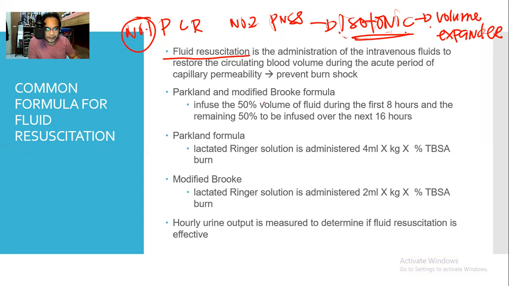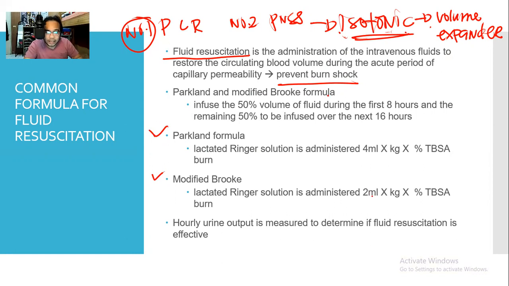Okay? Ayan. So, fluid resuscitation, administration of the intravenous fluids to restore circulating blood volume during the acute period of your capillary permeability kasi magkakaroon tayo yung leaky capillaries. No, this is now to prevent burn shock. Okay, burn shock. Okay, or even your hypovolemic shock. Parkland and modified Brooke formula, ito yun siya. Ito yung ating Parkland, ito yung ating modified Brooke.